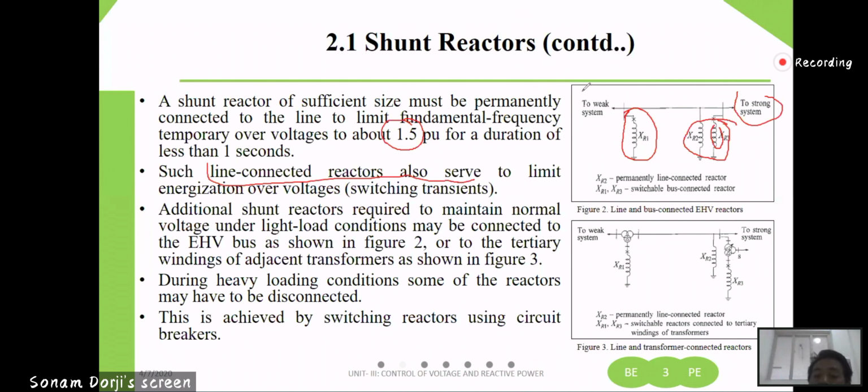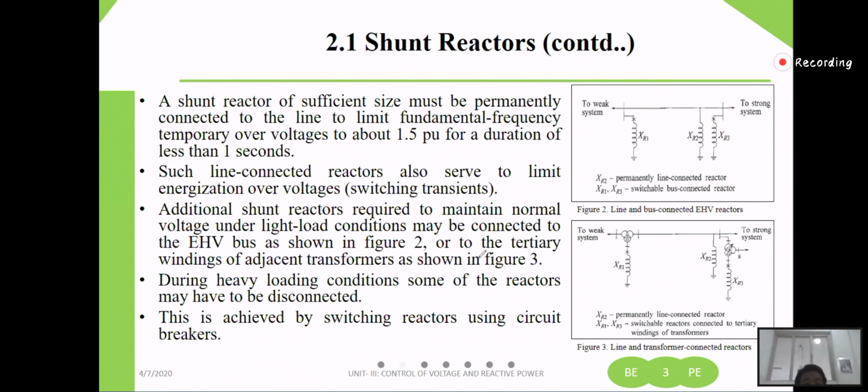So normally in the weak system it will be permanently connected, and in the strong system it will be switchable. Which means whenever you require you can switch on, and whenever it is not required you can switch off. Okay, so this is how we can connect this. And then moreover, let's assume that we maintain a normal voltage under light load condition. So let's assume that there is a light load.